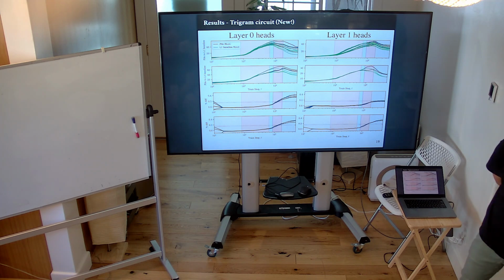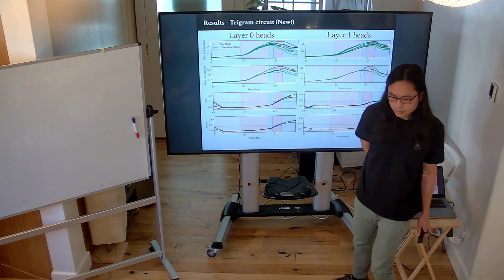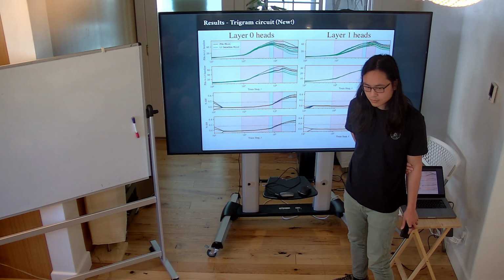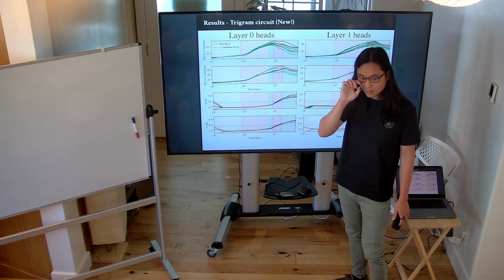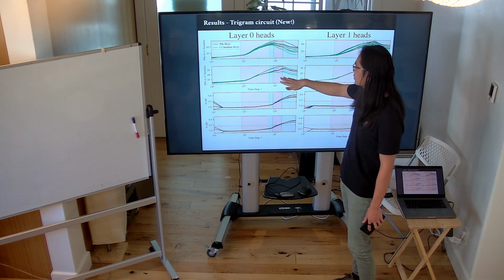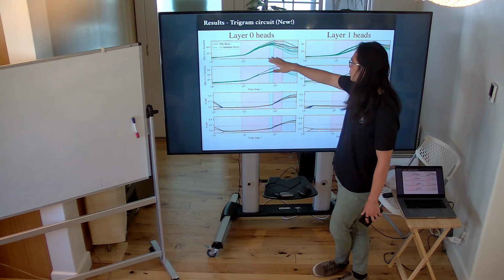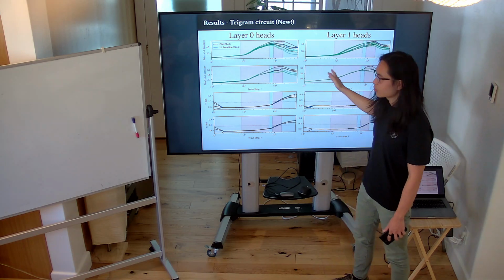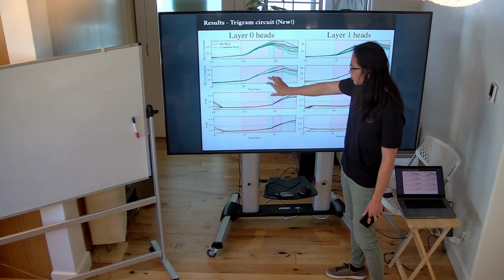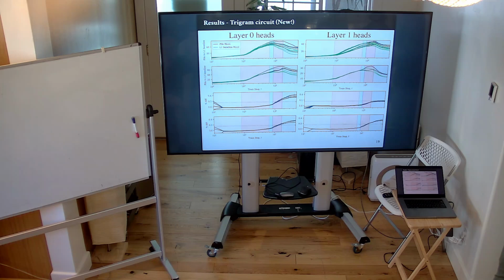So what are the two layers again? So there's the first row and the second row. How are you splitting up the attention heads again? So this is basically just by visual shape. Okay, cool. These are both layer 0 heads, these are both layer 1 heads, and then this is some of the layer 0 heads, some of the layer 0 heads. Any other questions?